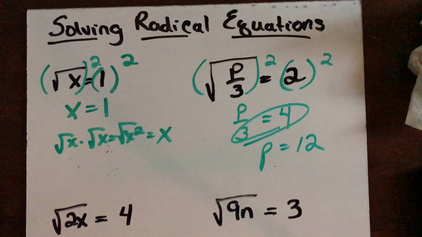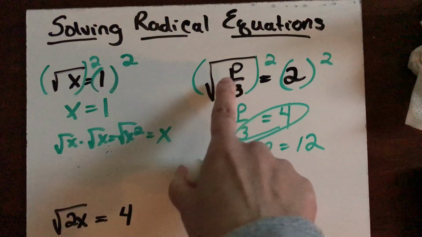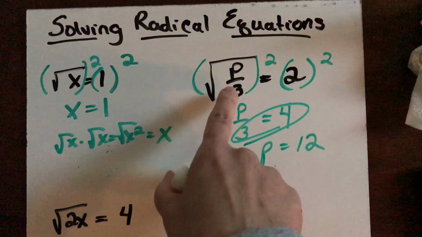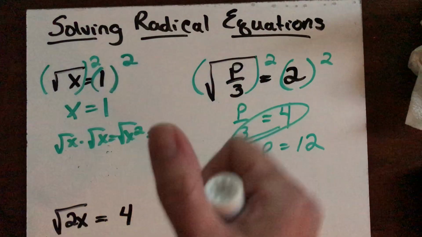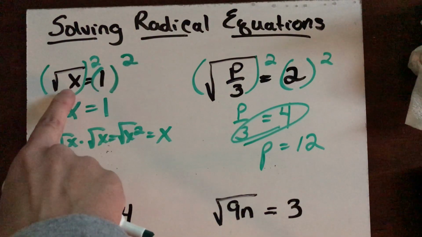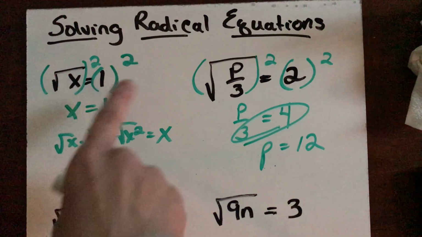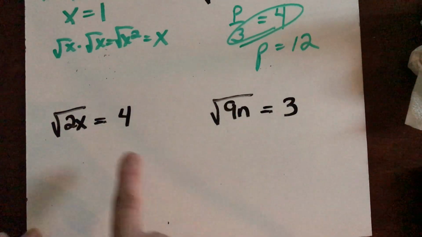And again, the way you can check these is go back and put the number in place of the p. What's 12 divided by 3? 4. Is the square root of 4 2? Yes. Put the 1 here. Square root of 1. Is the square root of 1 equal to 1? Yes. All right. So how am I going to approach this one?